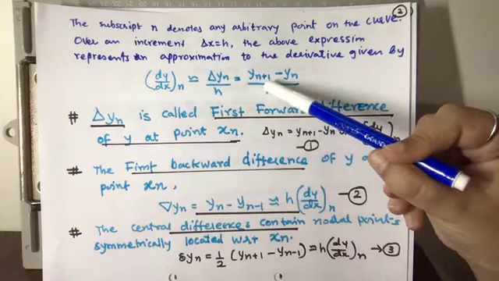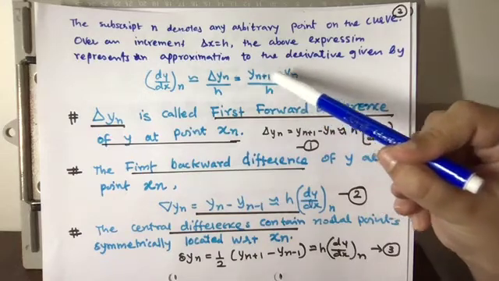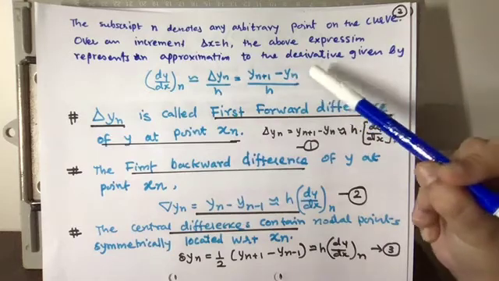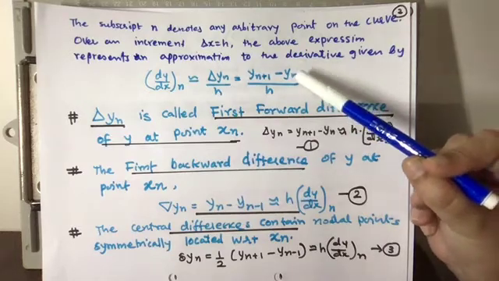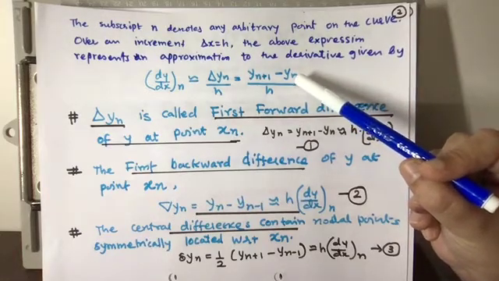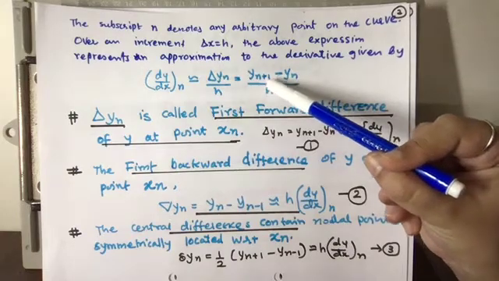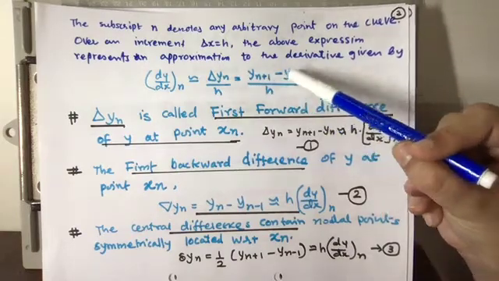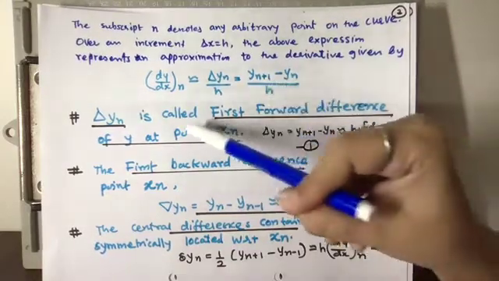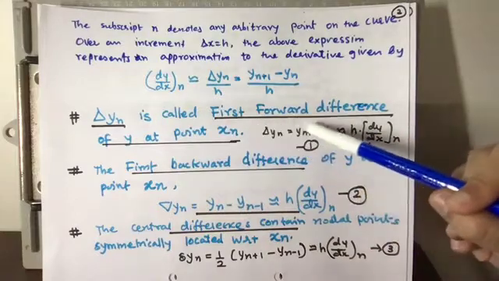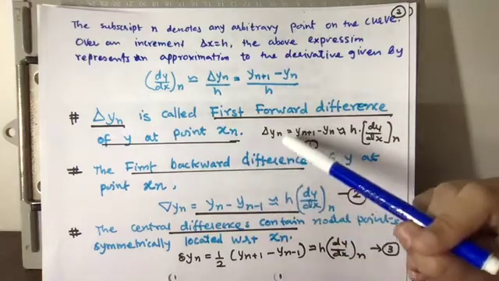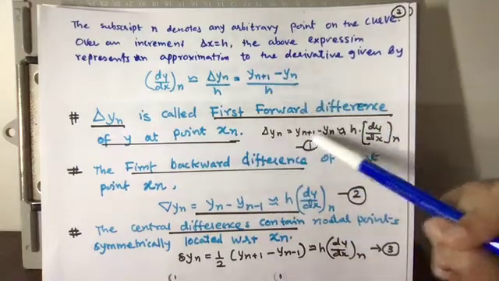Now why forward difference? Because if the function value at the center point x equal to xn is yn, then the forward value is yn+1. Since we have taken one point forward, the difference of these two is called the first forward difference of y at point xn, and it can be written like this.